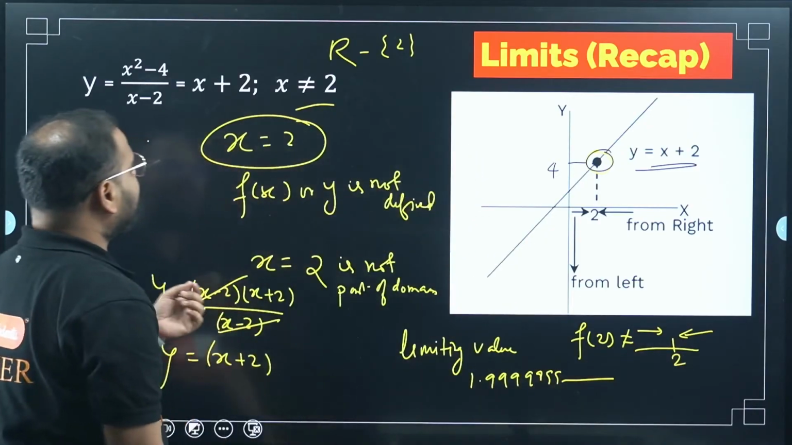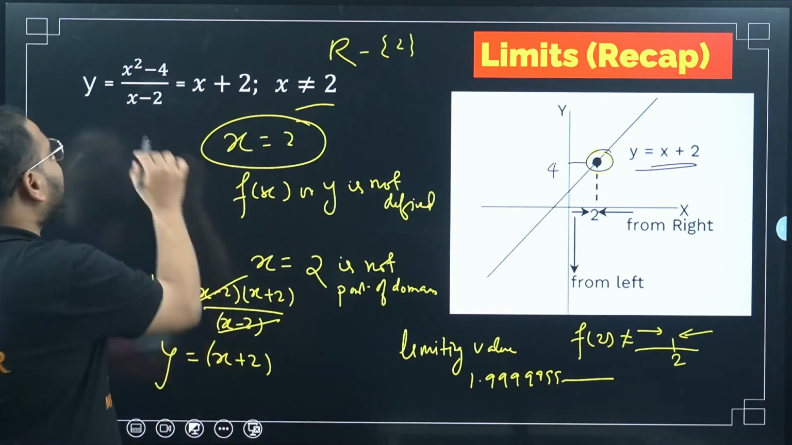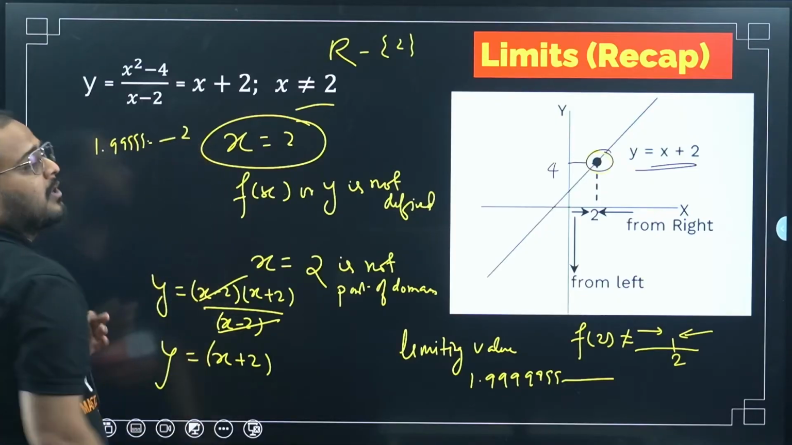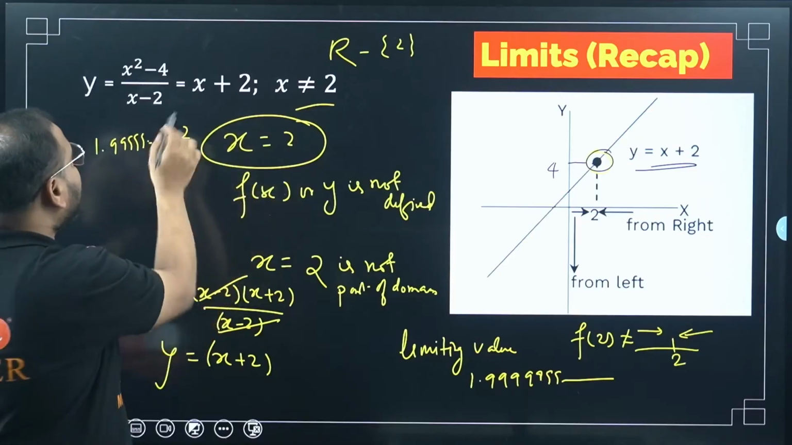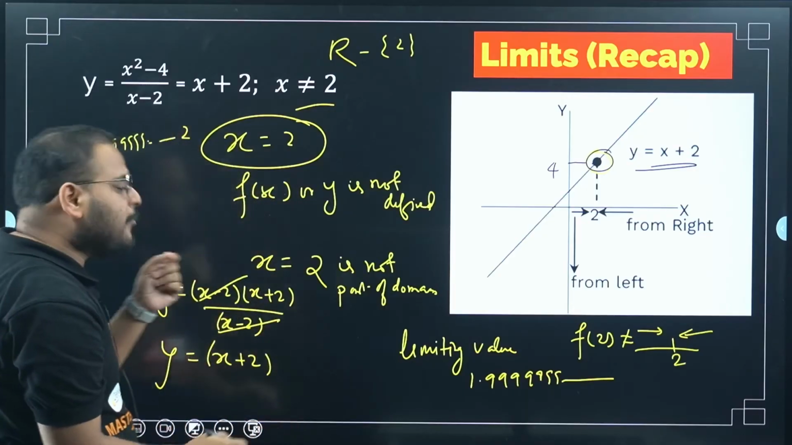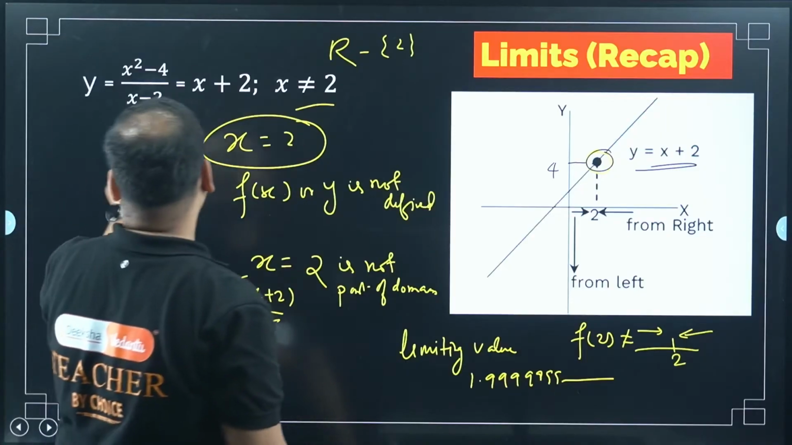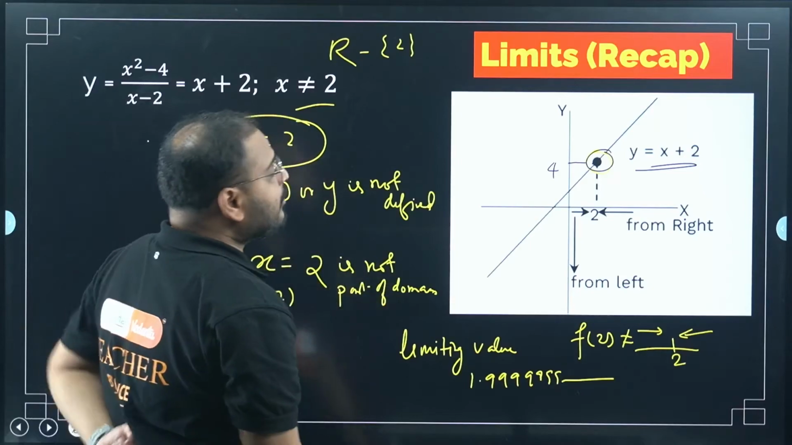For example, if I take any number less than 2, what will happen? This will be a negative number. If I take 1.999999 and so on, minus 2, then this will be a negative number, right? Same way if I go from the right hand side, it will be a very small positive number. The point is, we can go to that value, correct? So if we do that, what are we going to get?